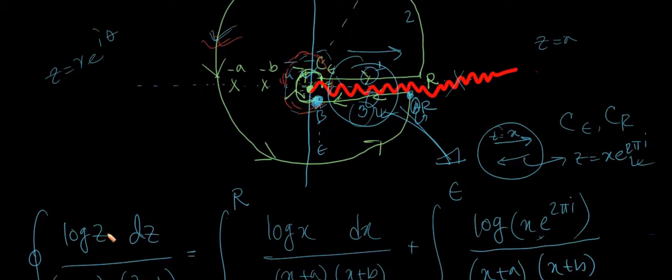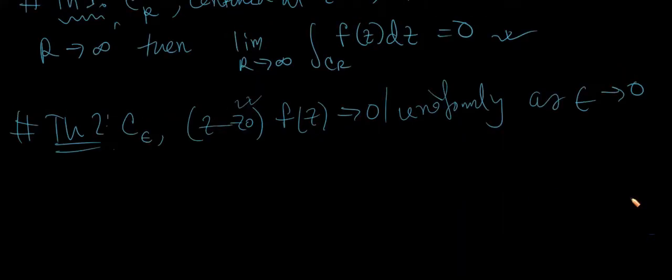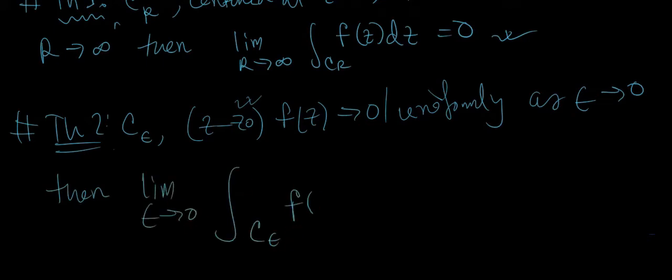So in our case, this is just 0. And obviously z equals 0 is a singular point, because you see that log of 0 is not defined, right? So what I was saying was that if this condition is satisfied, on this C_epsilon contour, (z minus z naught) times f of z goes to 0 uniformly as epsilon goes to 0, that means the radius of the circle is shrinking down, then the limit as epsilon goes to 0 of the integral over C_epsilon of f of z dz is equal to 0.